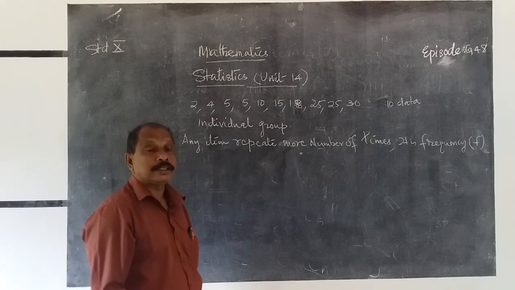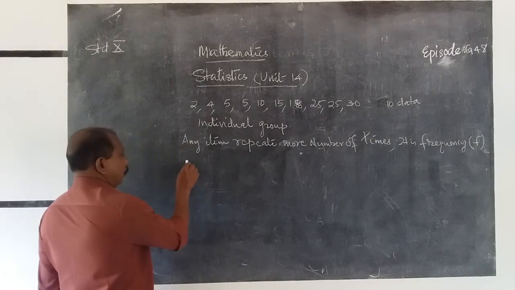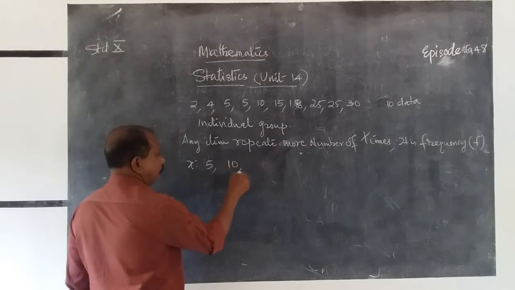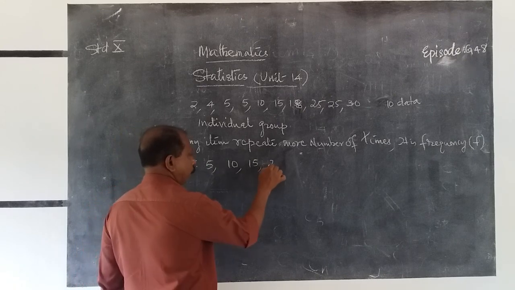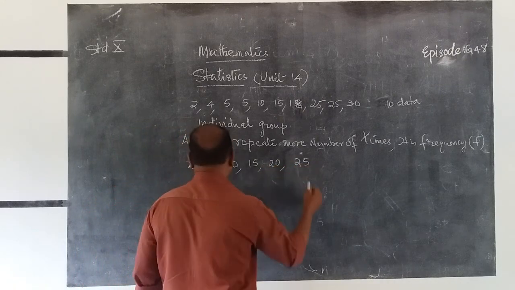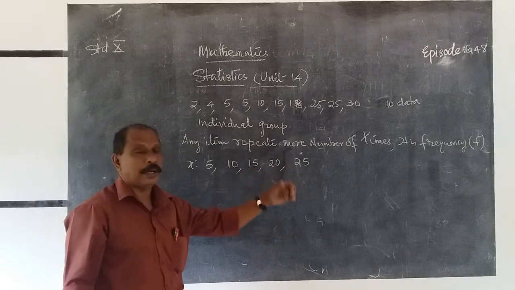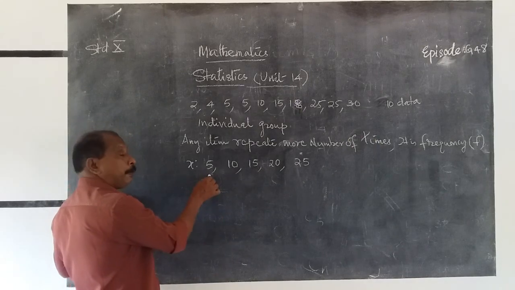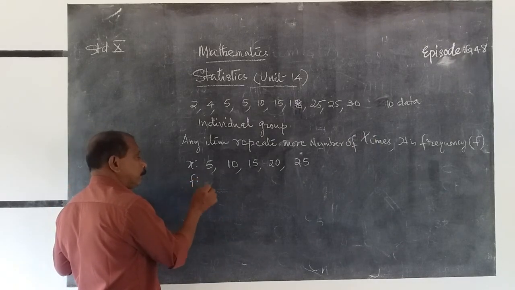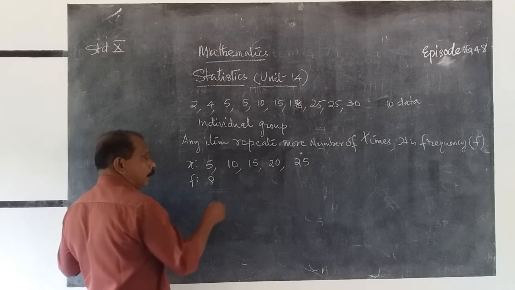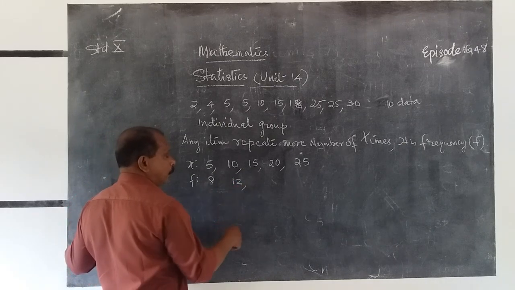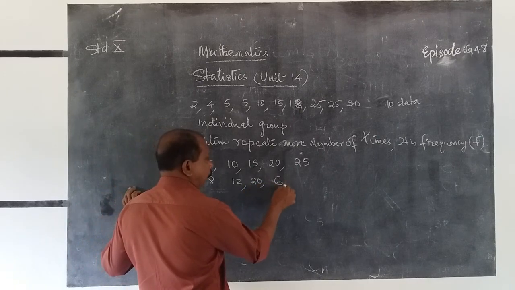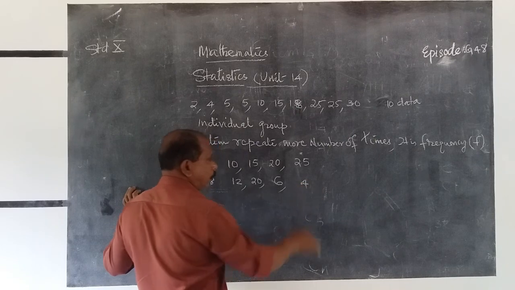Therefore, there is a group, that means X, that is 5, 10, 15, 20, 25. There are five numerical values: 5, 10, 15, 20, 25. And this 5 occurs 8 times, that is a frequency of 8. 10 is repeated 12 times. 15 is repeated 20 times. 20 is repeated 6 times. And 25 is repeated 4 times.